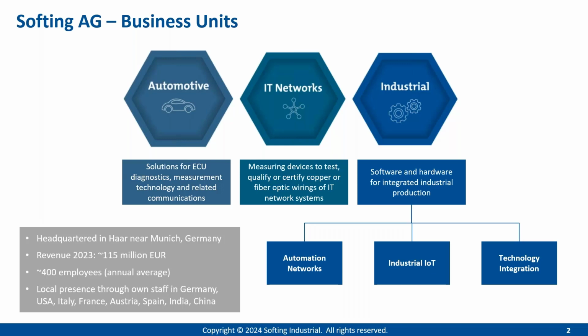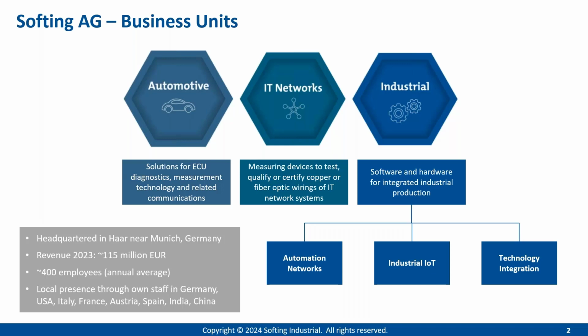Our total revenue last year was around 115 million euro on AG level, with around 400 employees worldwide. And while we are based in Germany, we definitely have a global presence. So subsidiaries in the United States, Italy, France, Austria. More recently, we added China. We also have an office in India. And then, of course, on top of that, a global network of distributors.